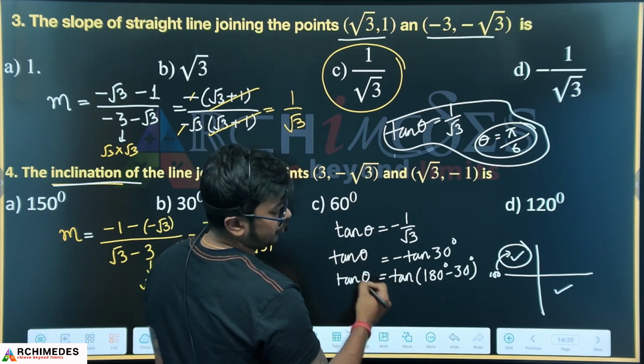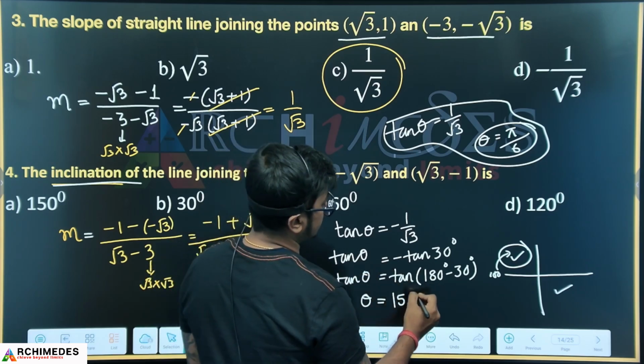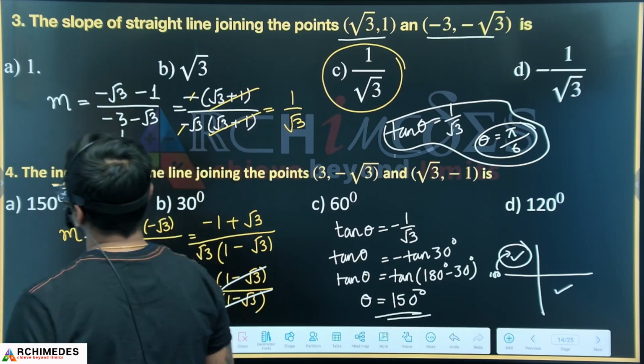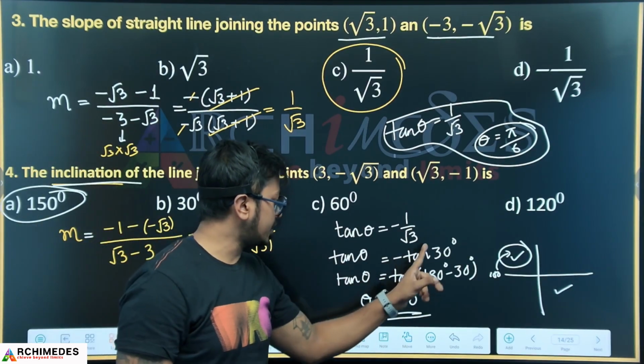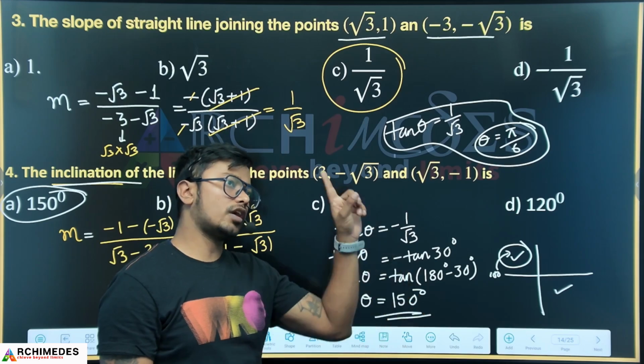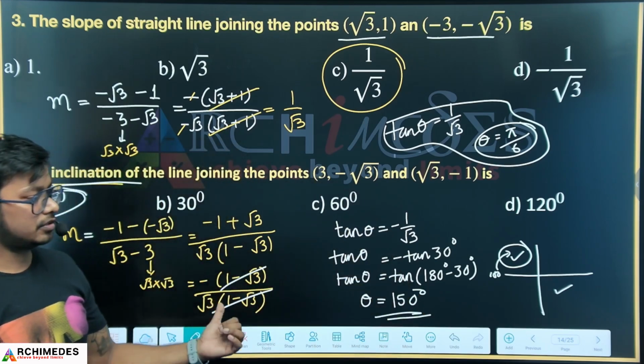So theta is 150 degree. Quadrant concept. This is your answer. Because it is negative, you cannot cancel. We have already discussed this in the quadrant chapter of trigonometry. Copy this.